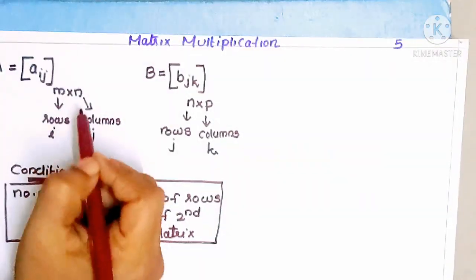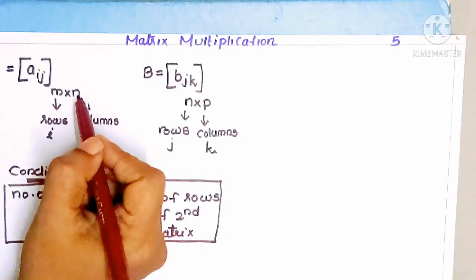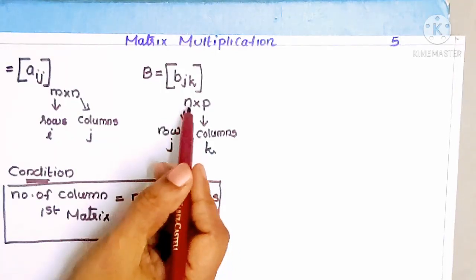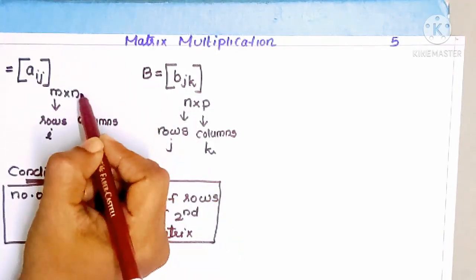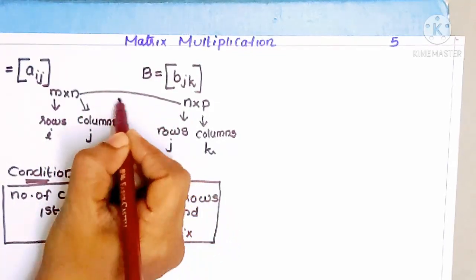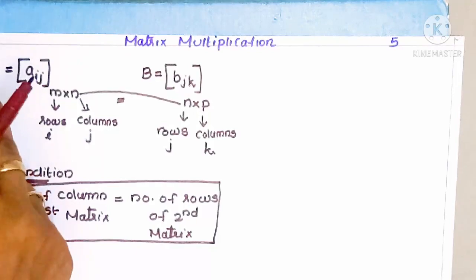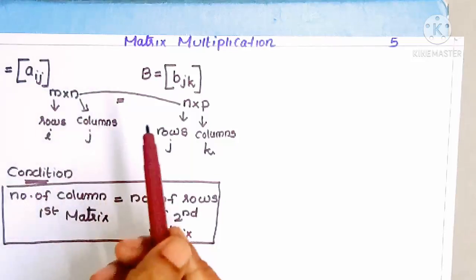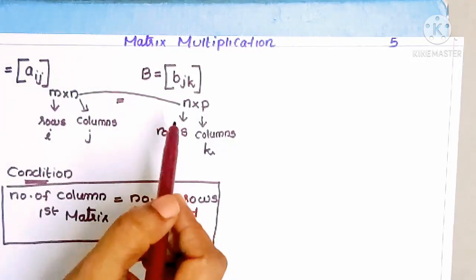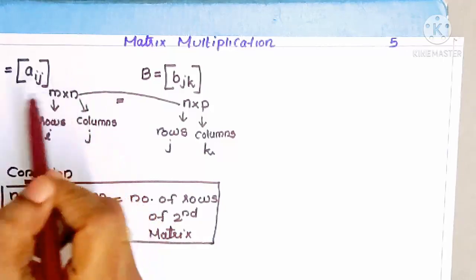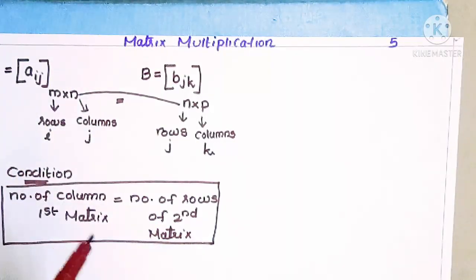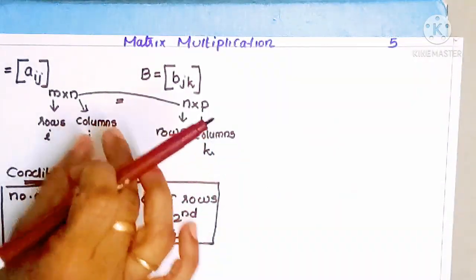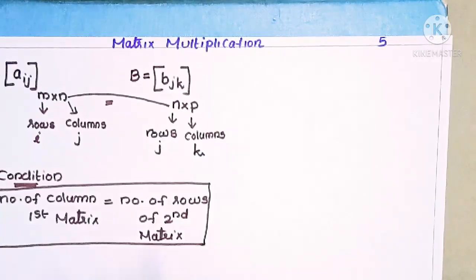That's why I am taking the number of columns of A as n. Also, if you consider the second matrix, the number of rows is n. This n and this n should be equal. Then only we can multiply A and B. Did you understand? The number of columns of A should be equal to the number of rows of matrix B. Then only we can take the product AB. Here this condition is satisfied, so we will get the resultant matrix.